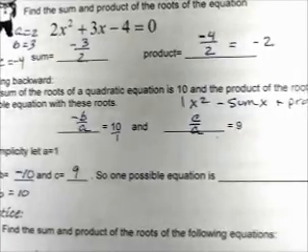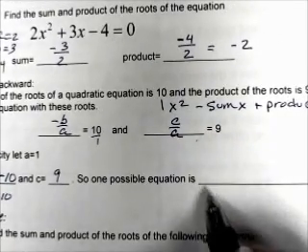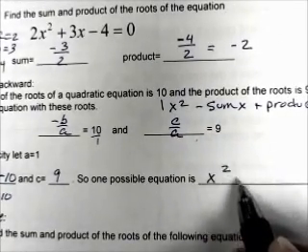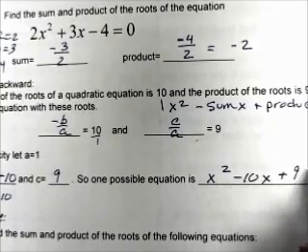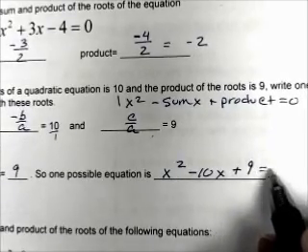So one possible equation is x squared minus 10x plus 9 equals 0. Make sure you have an equation.